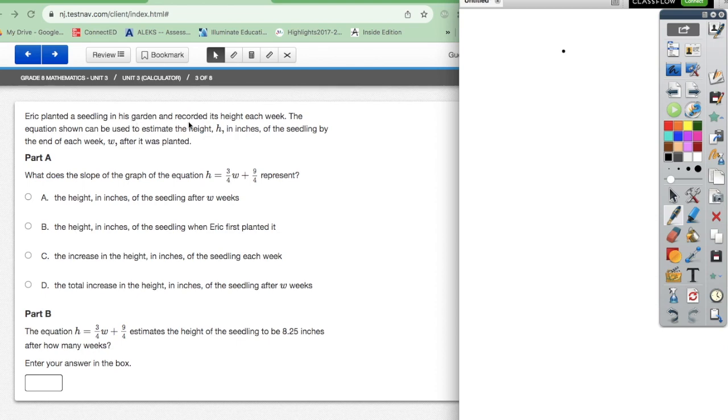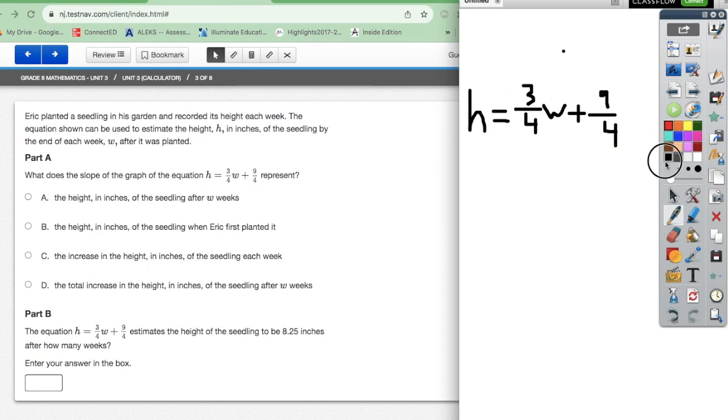Eric planted a seedling in his garden and recorded its height each week. The equation can be used to estimate the height h in inches of the seedling by the end of the week w after it was planted. What does the slope of the graph of the equation h equals 3/4 w plus 9/4 represent? All right, so let's write down that equation. 3/4 w plus 9/4. Now, we want to know what the slope is here.